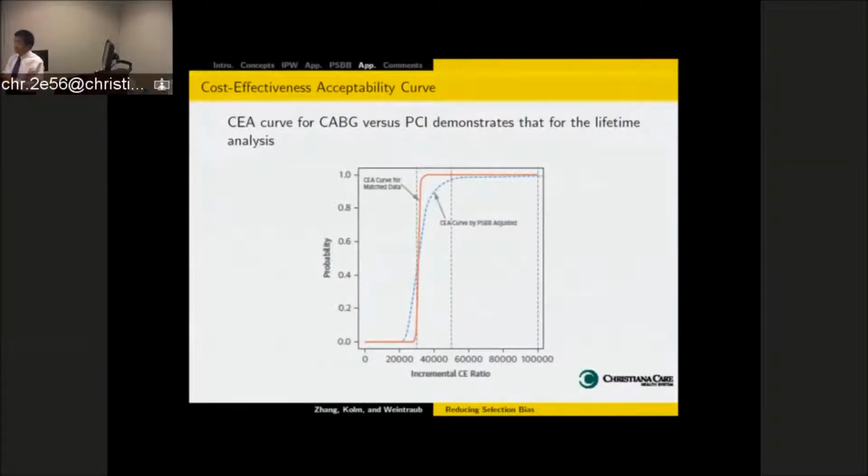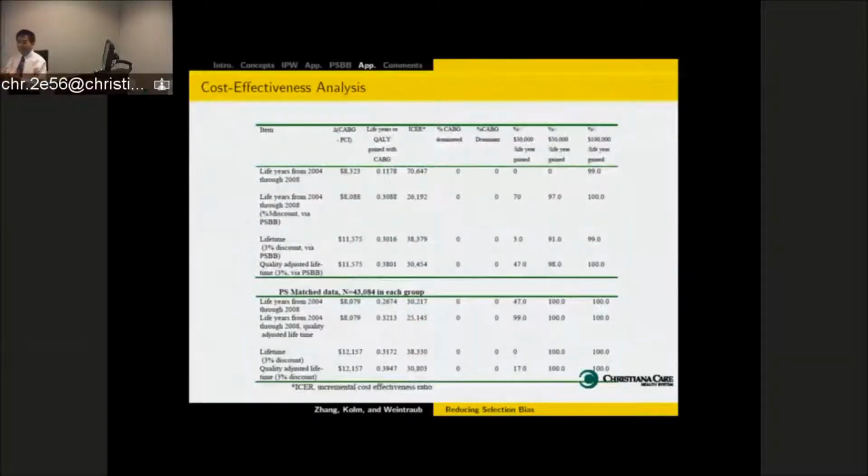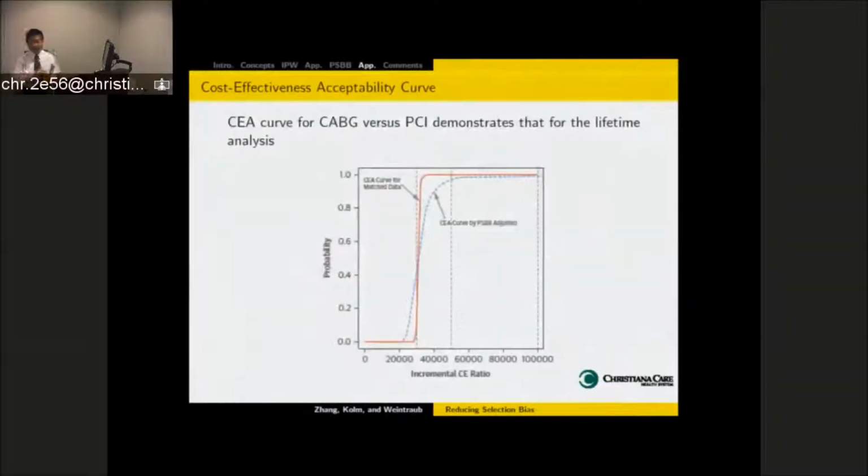So our final results, like we mentioned here, show similar results, but our graph shows this process is quite different. So this is the way we use the propensity score bin bootstrapping to do the cost effectiveness analysis.